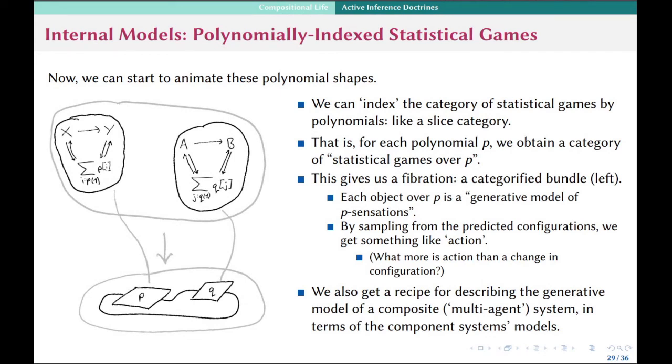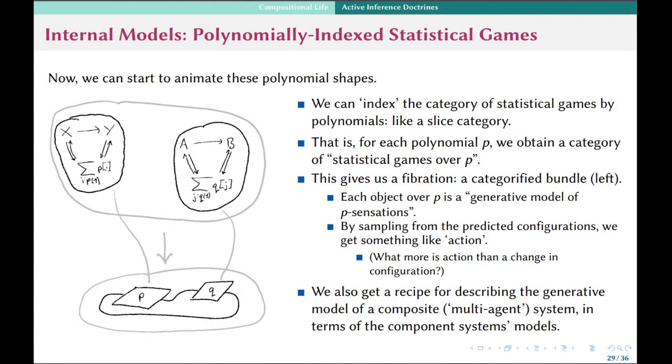And we could think of what happens if we sample from the predicted configurations, and that effectively says something like, we get something a bit like action because it says, what configuration should I choose right now? And because the indexed category is a functor on the polynomials, we also get a description of what happens given a polynomial morphism, which is effectively like a description of the generative model of a composite system or a multi-agent system in terms of the component systems' models. And so you can think of something like getting a model of the beliefs of a corporation, given the beliefs of the parts of the system, the people that work within it.